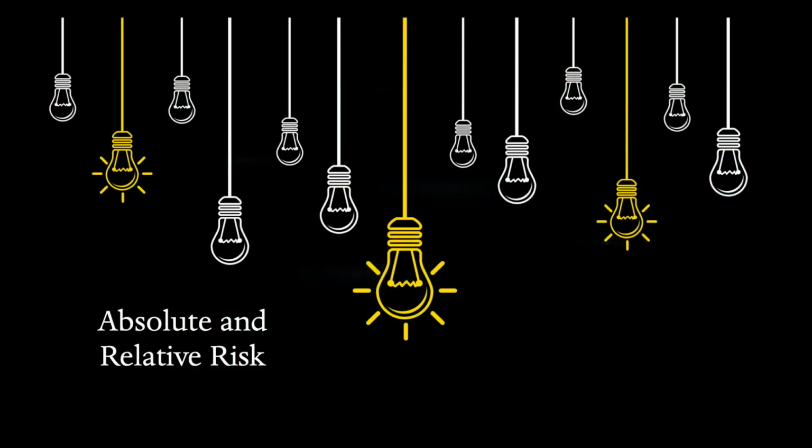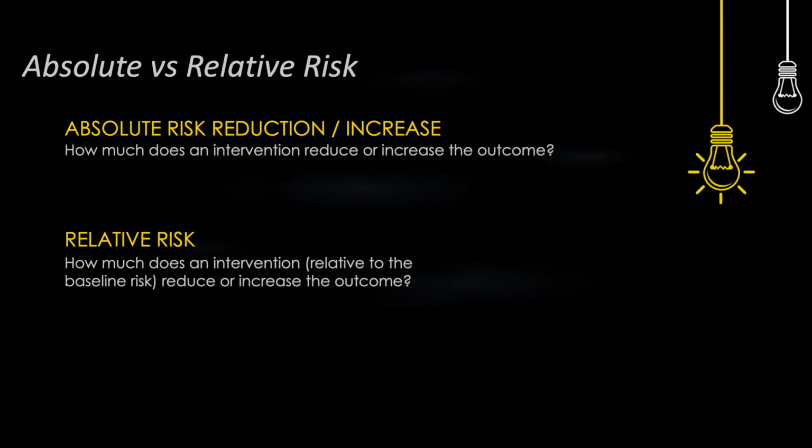Demystify statistics. Our topics include absolute and relative risk. Absolute risk reduction or increase is how much does an intervention reduce or increase an outcome. Relative risk reduction or increase is how much does an intervention relative to the baseline risk reduce or increase an outcome. Let's take a look at an example.